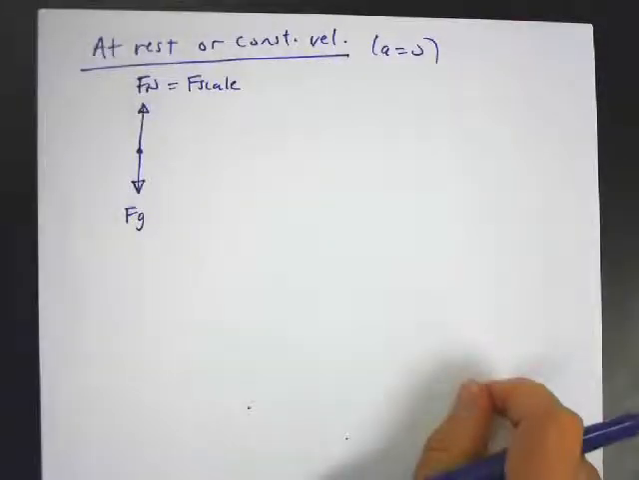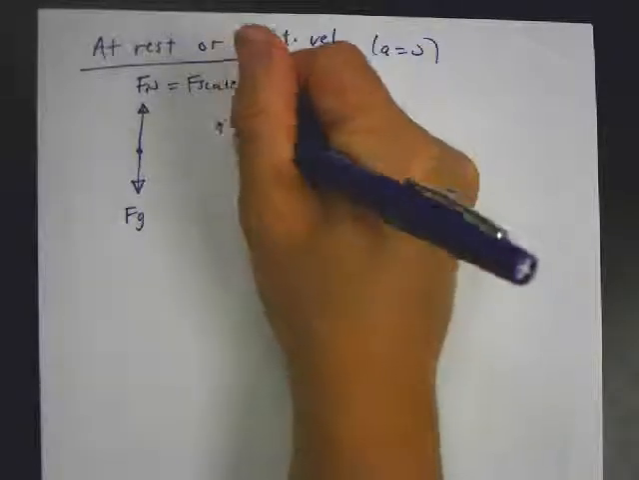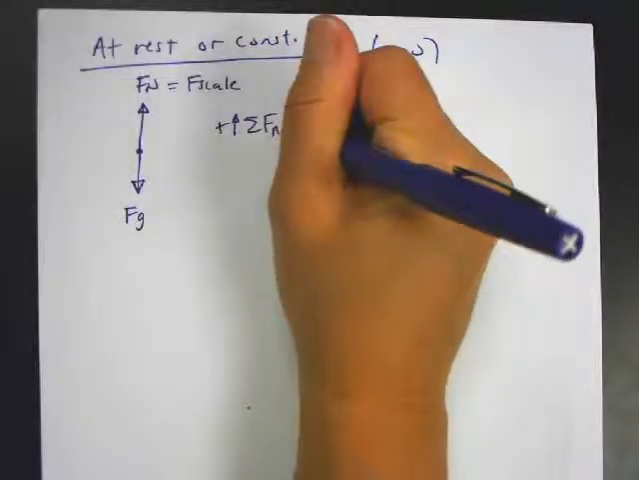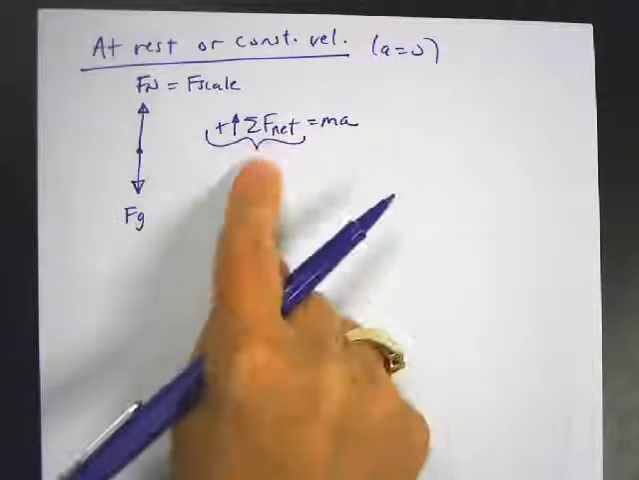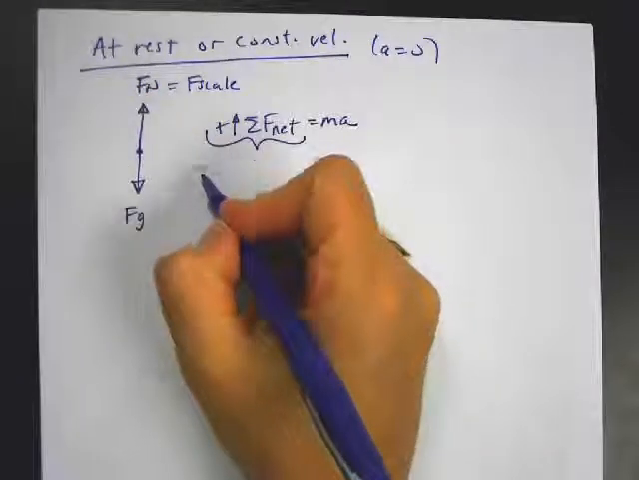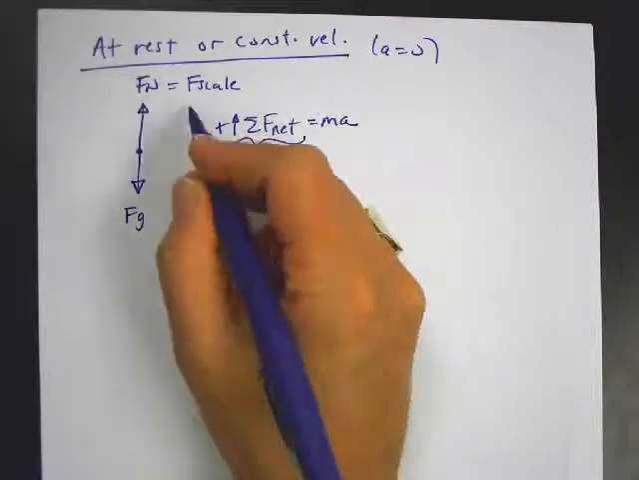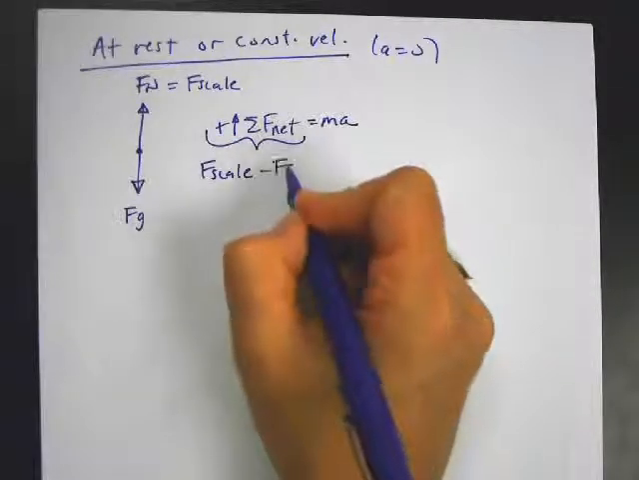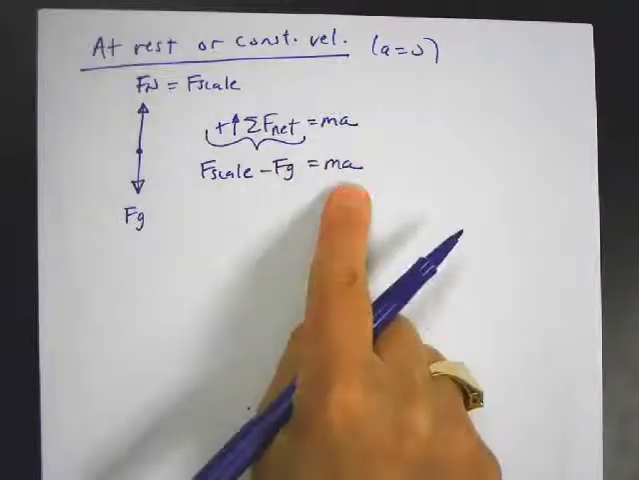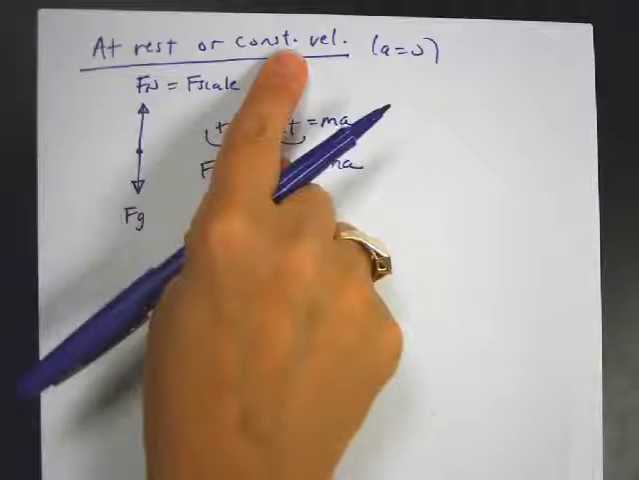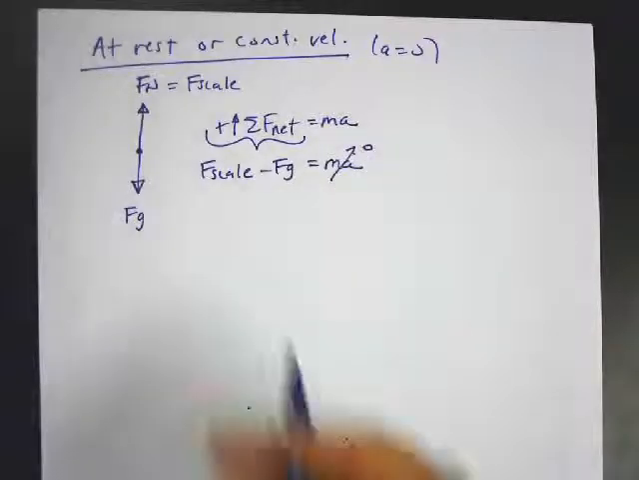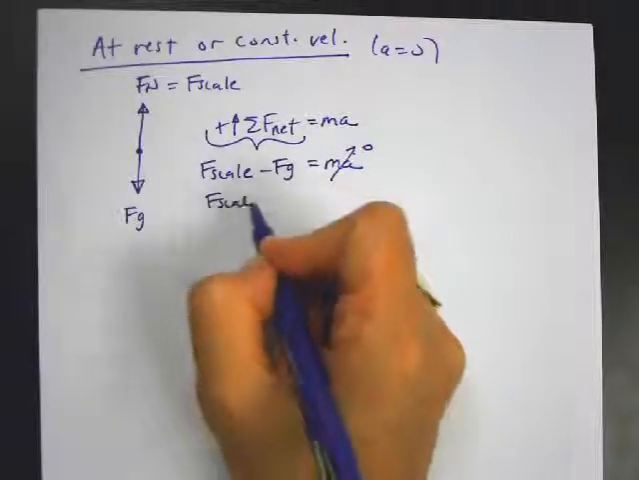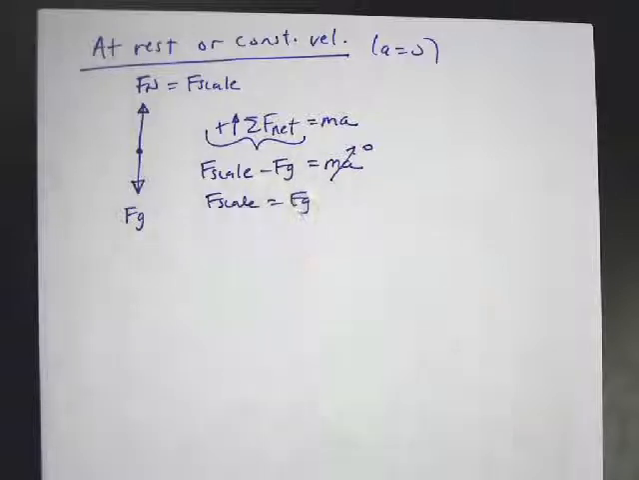Okay? So if we sum forces and we said summation of F net is equal to MA, what are we going to replace here with our net forces? We have our reading on our scale going up, which is positive, minus our weight, and that's equal to ma. Now, if it's at rest or moving at a constant velocity, the acceleration is zero. So this goes to zero, and that's why the reading on our scale is equal to our weight. Okay, now that makes sense.